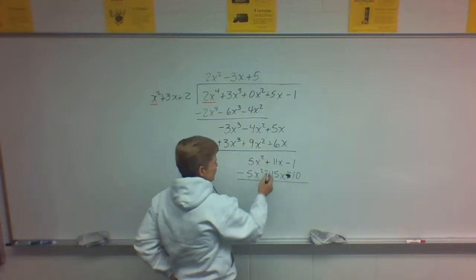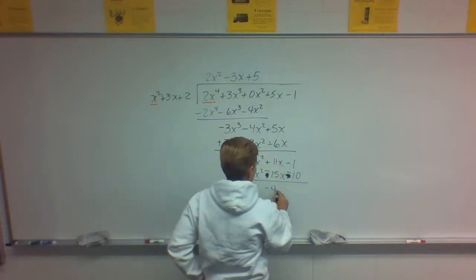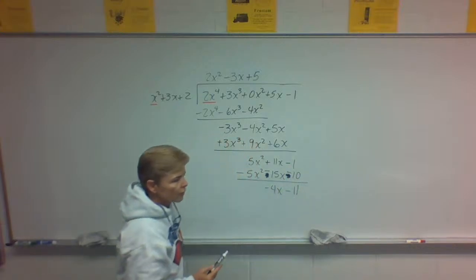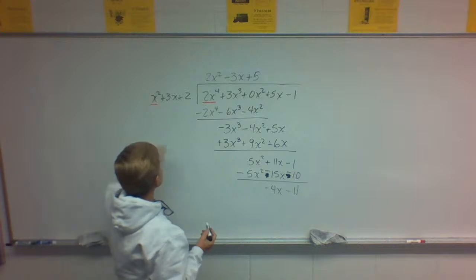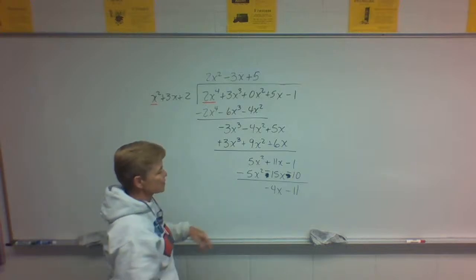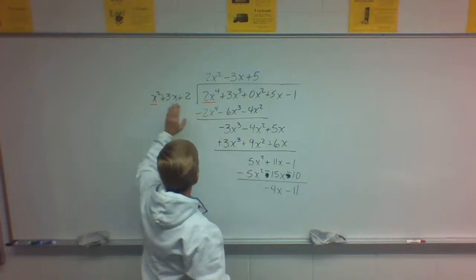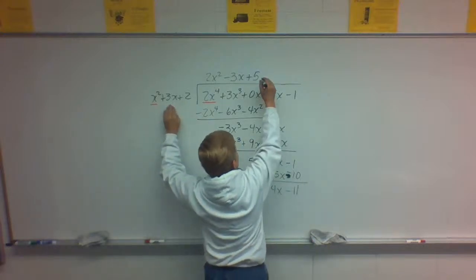Those had better add out, and they do. This adds up to negative 4x. This adds up to negative 11. Okay, so far? And then you might say, well, how many times does x squared go into 4x? And the answer is it doesn't. So you're at the remainder stage now. And you stick that remainder over the divisor and add it on.